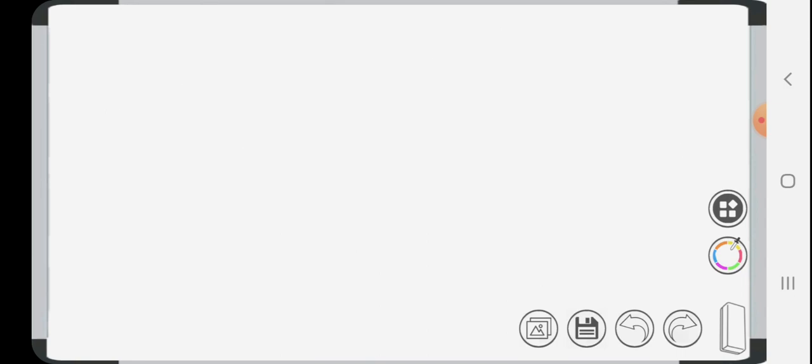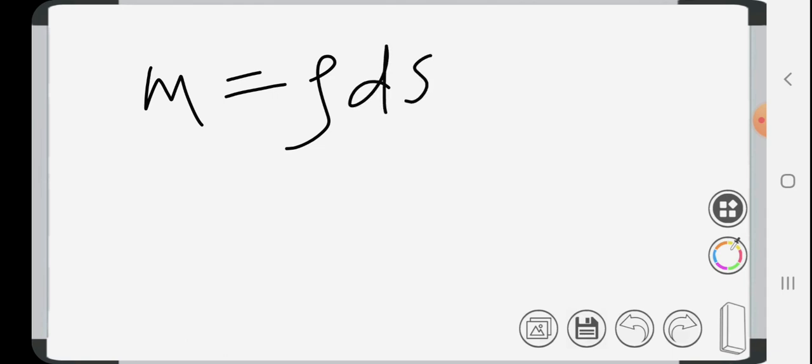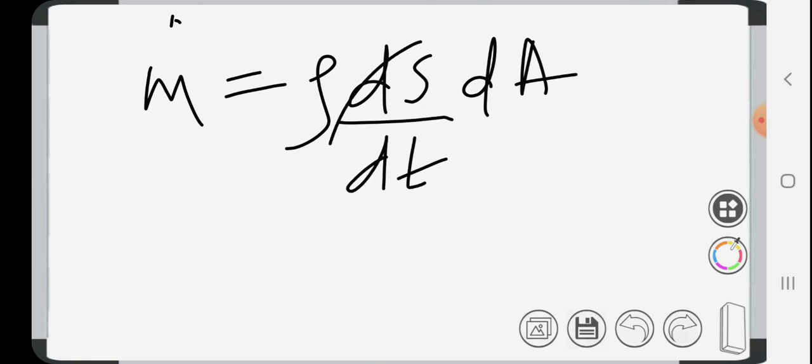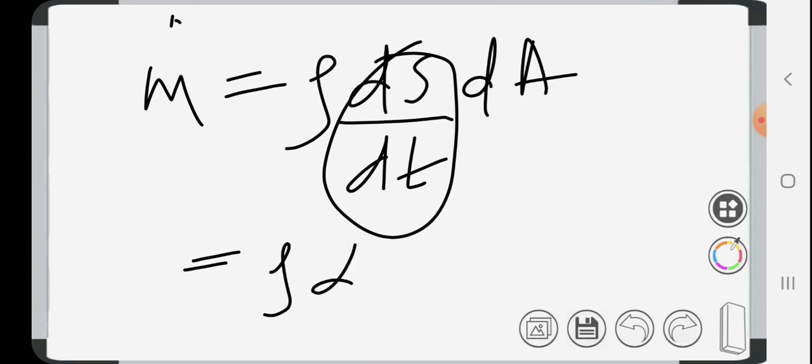How can we find it? So mv, mass into velocity. How can we write mass? Mass is nothing but rho into length ds into area dA, right? Now mass into V. If you have to find m dot, you just take ds by dt. So this will become rho V dA, right?